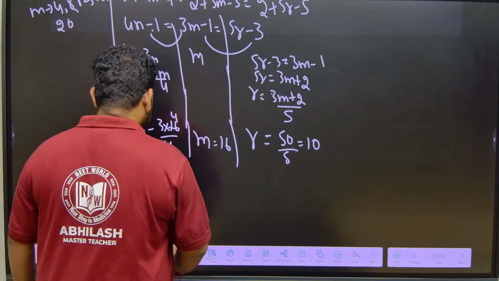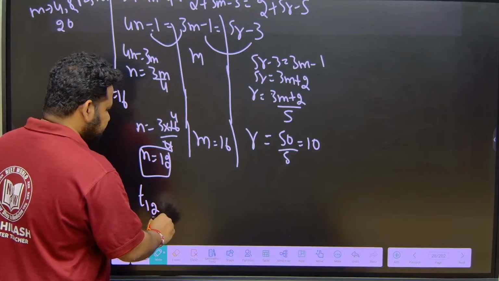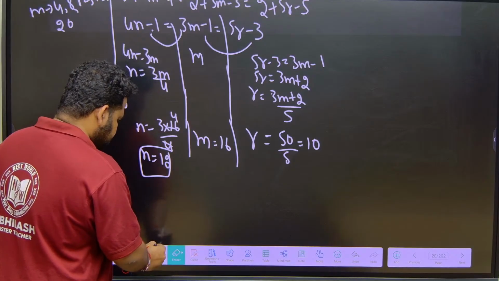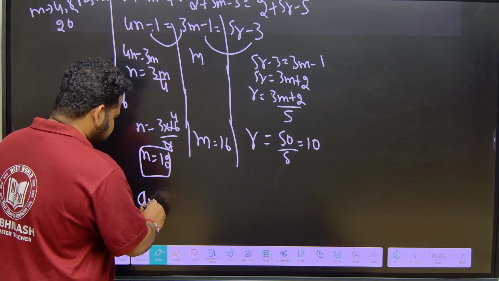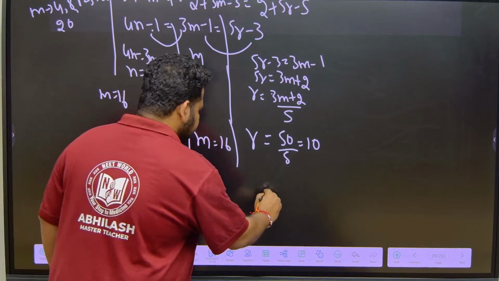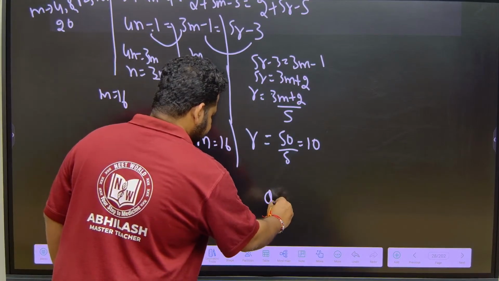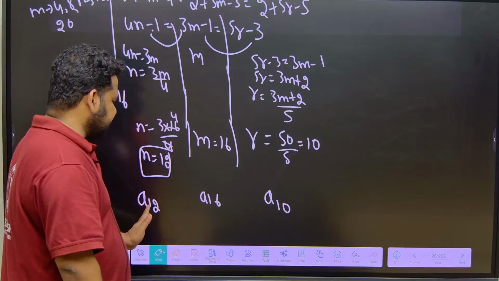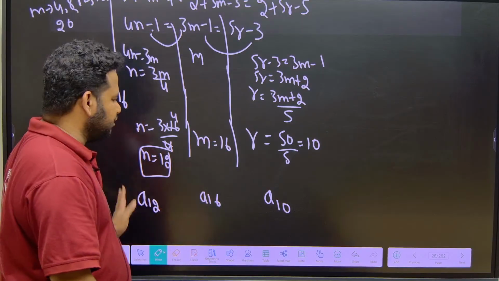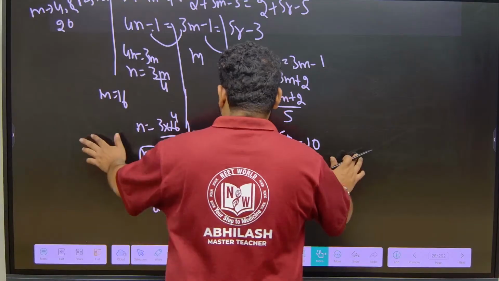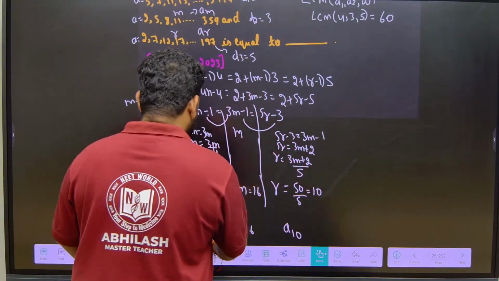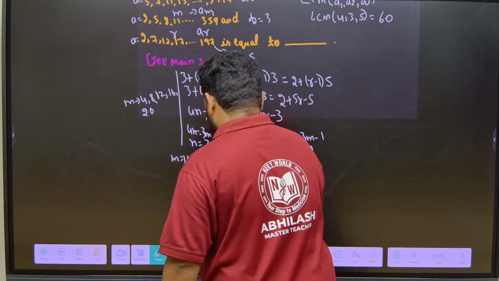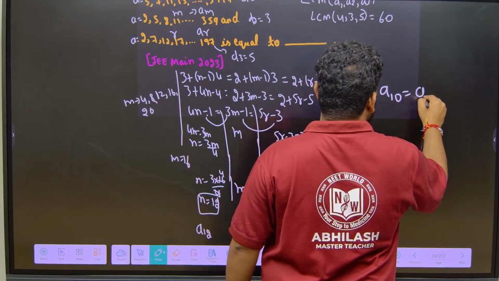So here, see here, T12 and T16, let me write it. If I talk about the first AP, A12 and A16, and this is A10, they will be equal to each other. So what is this A12 or A16 or A10? If I find out one, I will get the value of the other two. Let me find out A10. To find A10, I am talking about the third AP. A10 of the third AP is A plus 9D.